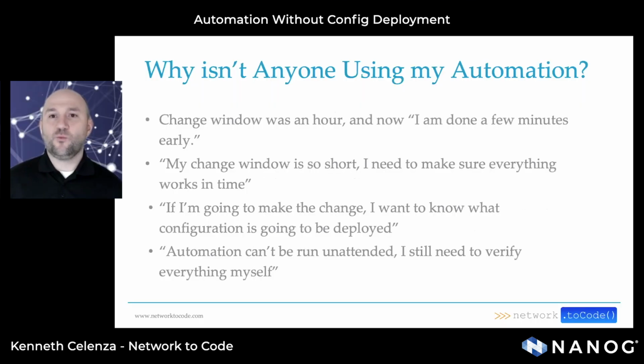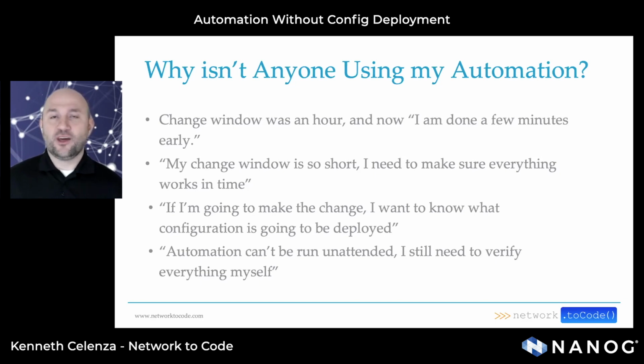Then they sit there and say, why isn't anyone using my automation? And there's a whole plethora of reasons, but I'm going to concentrate on the ones here, right? So things you'll start hearing is, well, my change window was an hour and you only saved me a few minutes. So I'll just go the old school way. I'll just hand jam it via the CLI. My change window is so short, I need to make sure everything works in time.